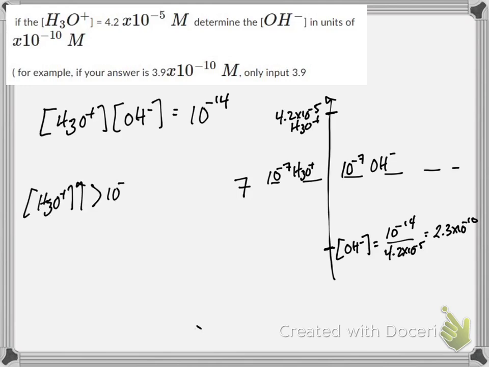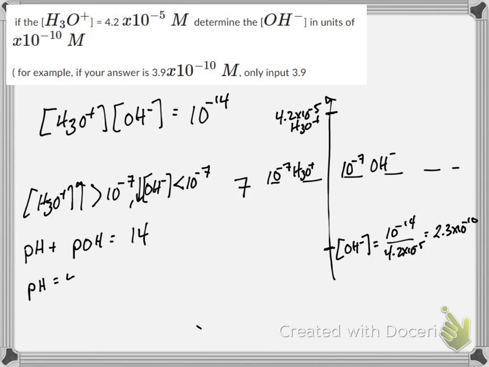As hydronium ion goes up, if it's greater than 10 to the minus 7 molar, then hydroxide ion must be less than 10 to the minus 7 molar. And we also see this with the pH and the pOH. If we take the minus log of both values, the pH here would be 4.3. The minus log of 4.2 times 10 to the minus 5 is 4.3. And that gives us a pOH of 9.6. We can either get that value from taking 14 minus 4.3 or taking the minus log of 2.3 times 10 to the minus 10.